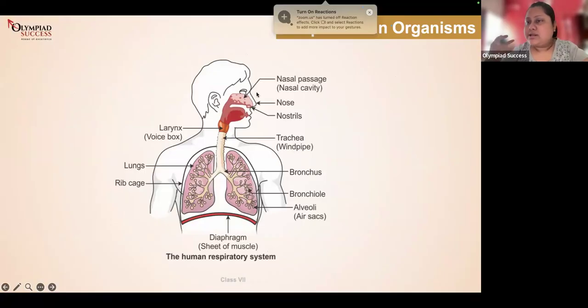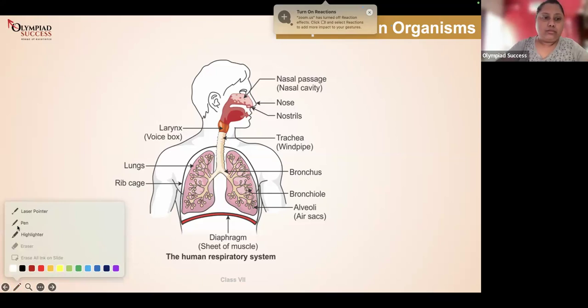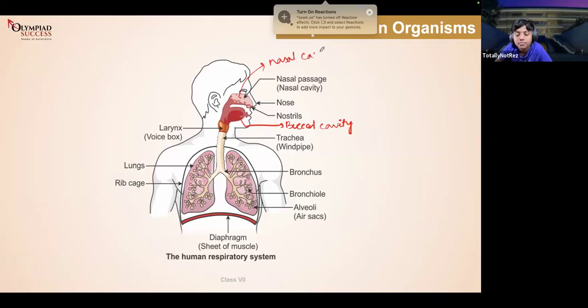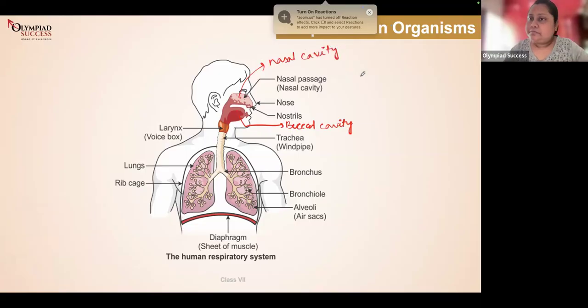Now, the human respiratory system starts with your nostrils, these two. Just behind the nostrils, somewhere here is your nasal cavity. This is your buccal cavity, by the way. This is your mouth cavity. Don't get confused. And this one is your nasal cavity. And what does the nasal cavity have? The nasal cavity is lined by hairs.